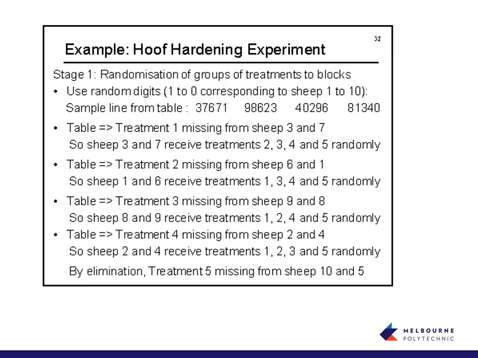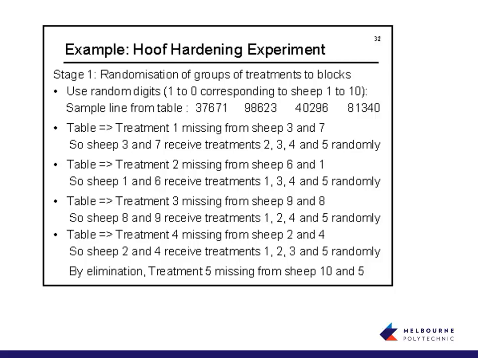So we do this using a random number table again. Here we've got an excerpt from a random number table at the top. So we go from one treatment to the next and find which sheep that treatment is missing from. So let's say we've got sheep 1 to 10. So the first 2 digits between 1 and 10 that we find will say treatment 1 is missing from that. So moving from left to right, the first 2 numbers are 3 and 7. They fall between 1 and 10. So we'd say that treatment 1 is missing from sheep 3 and sheep 7. So treatment 1 would be found on all the other sheep aside from those 2.